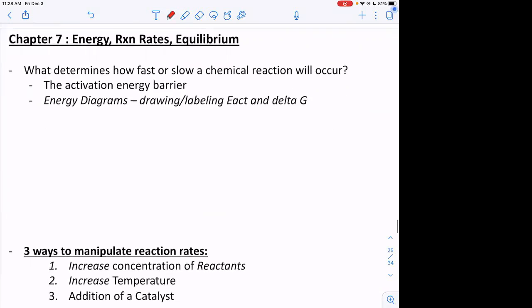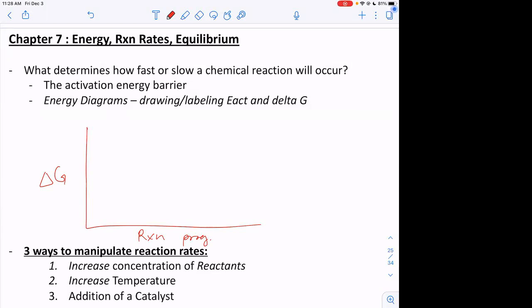That's all delta G, delta H, delta S stuff. Whoa, chapter 7 was big. Now we're talking about rates. What determines how fast or slow a chemical reaction will occur? This was the energy diagram. Remember, this is your delta G on the y-axis, and this is the reaction progress.